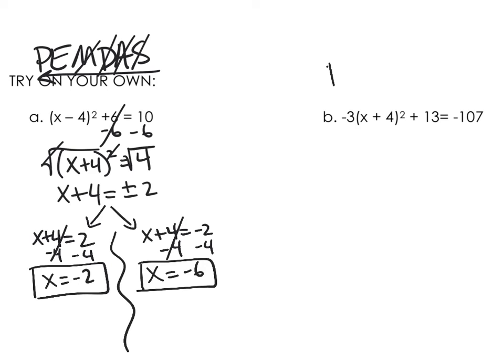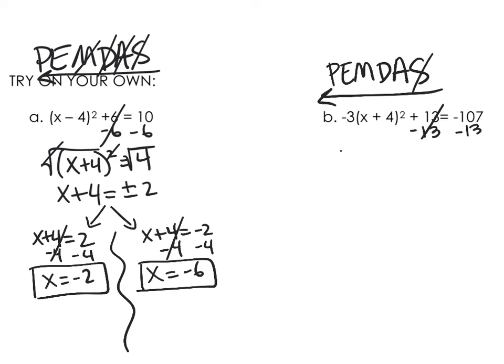Alrighty, last example. Let's do our order of operations again backwards. So I'm looking, do I have anything being subtracted? No. Do I have anything being added? Yes. So I'm going to subtract that 13 because I don't want to move that plus 4 because it's inside parentheses. So that would give me negative 3 times x plus 4 squared equals, and then if I do negative 107 minus 13, it's going to leave me with negative 120.